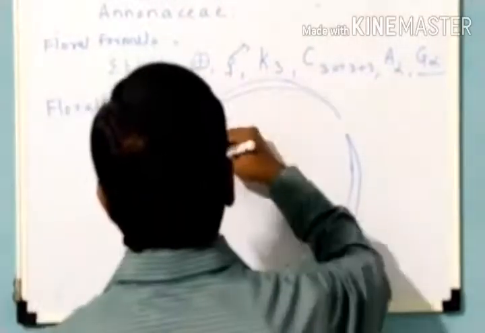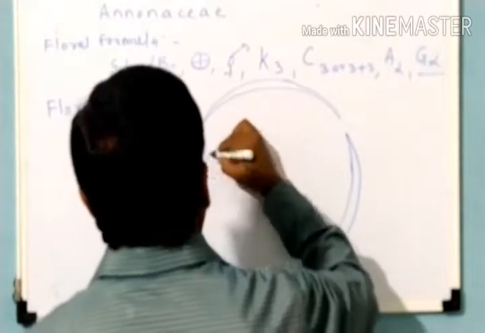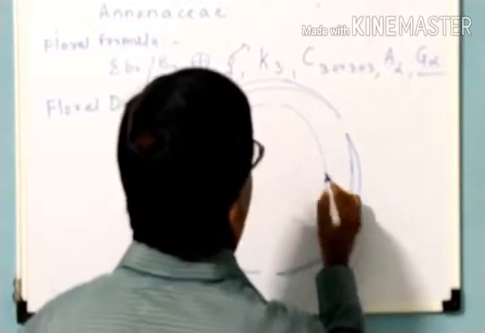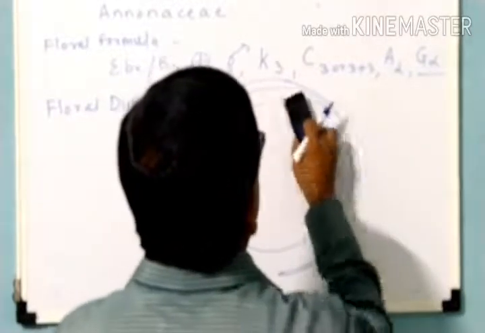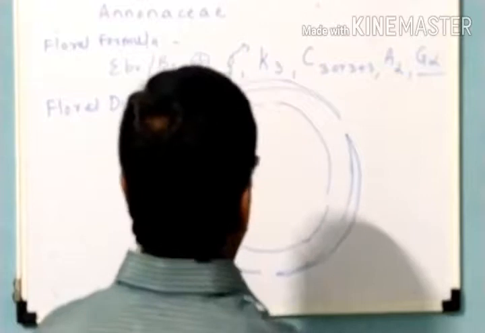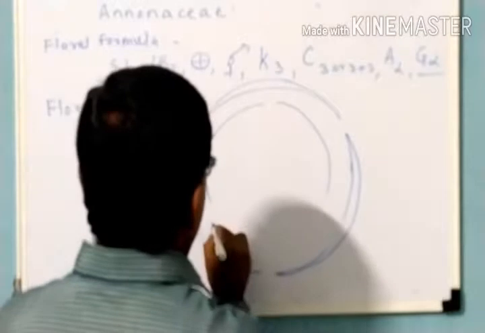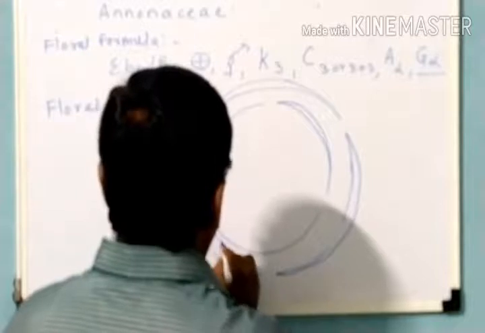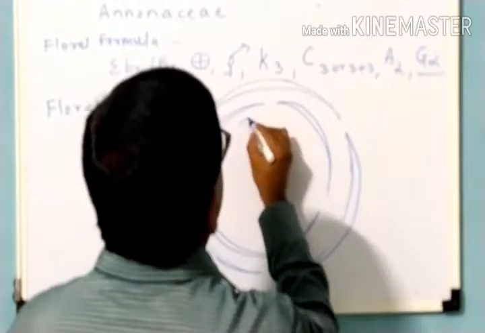If there are 6 petals, they are arranged somewhat in this manner. You can just see, the petals are also free. This is one petal, this is another petal, and this one is another petal. So these are the 3 outer petals. They are valvate, free. The inner petals are present like this.